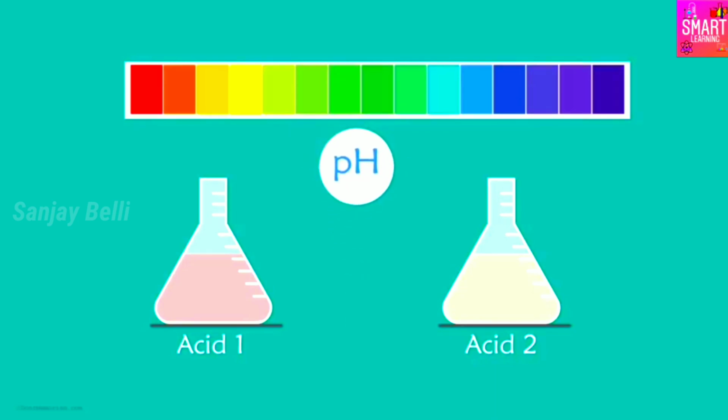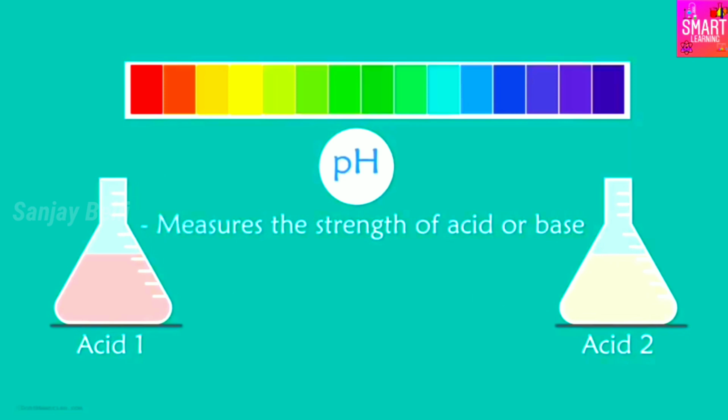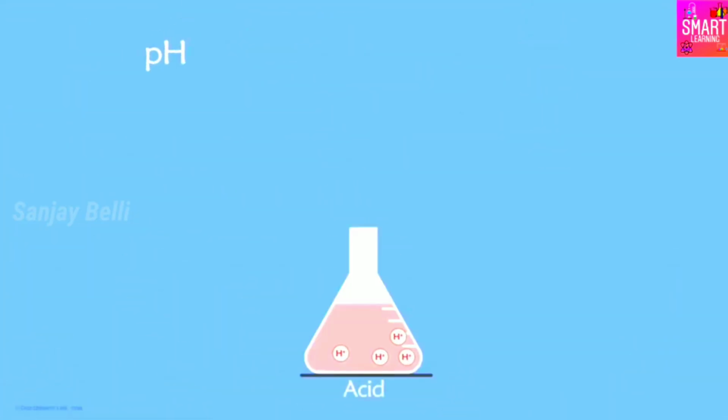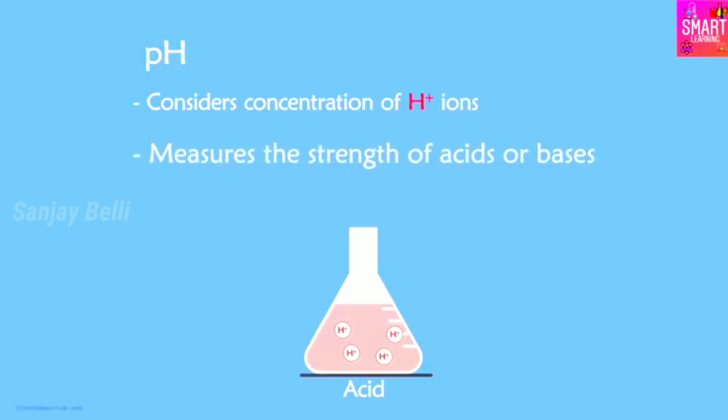And that's what pH helps us with. It gives us the measure of the strength of acids or bases. How does it do that? pH considers the concentration of H plus ions in the solution. Yes, the pH measures the strength of acids or bases.